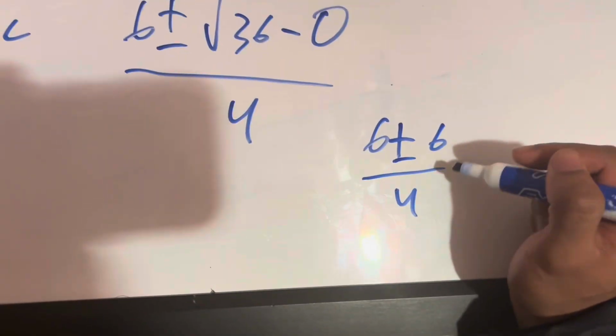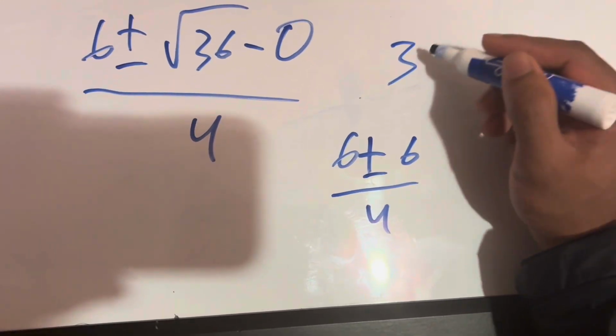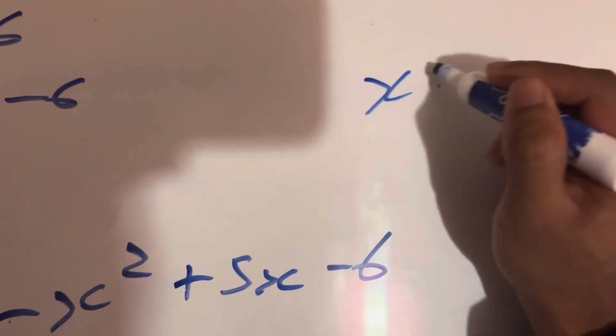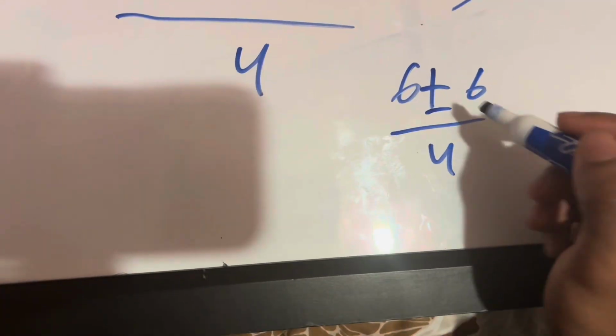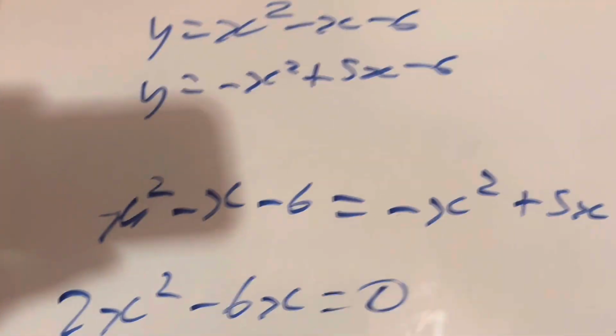Right now, if it's 6 plus 6, right, that's going to be 12 divided by 4, which is just going to be 3, which is x. So let's move that up here. X equals 3. And then if it is minus, then it's just going to be 0. So 0. So those are the coordinates of x where they intercept.